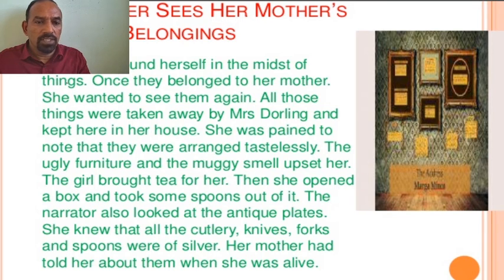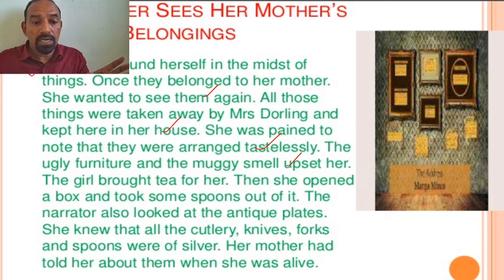Look at that. The daughter sees her mother's belongings. The narrator found herself in the midst of things. Once they belonged to her mother. She wanted to see them again. All those things were taken away by Mrs. Dawling and kept here in her house. She was pained to note that they were arranged tastelessly. The ugly furniture and the muggy smell upset her.